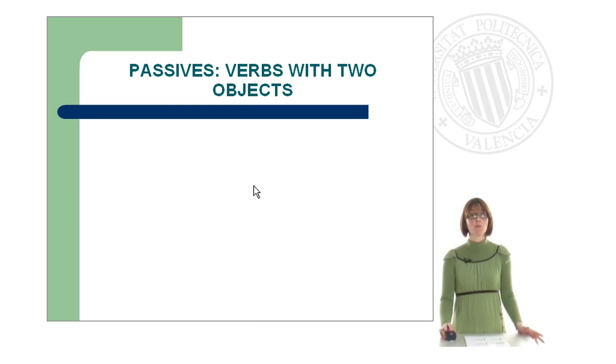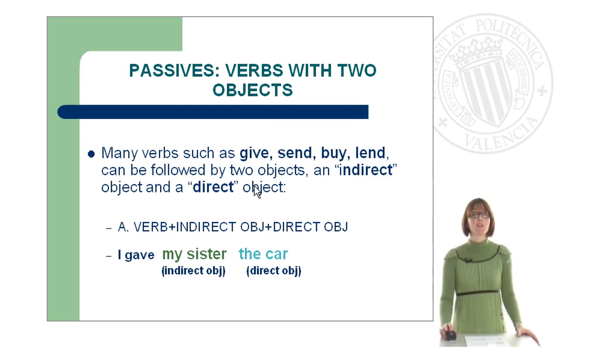As you may remember, when you want to transform an active structure into a passive structure, you normally need an object in the active sentence. This object will become the subject of the passive structure. However, in English, there are many verbs, such as the ones you have on the screen, give, send, buy or lend, which can be followed by two objects, an indirect object and a direct object. This gives way to two main structures.